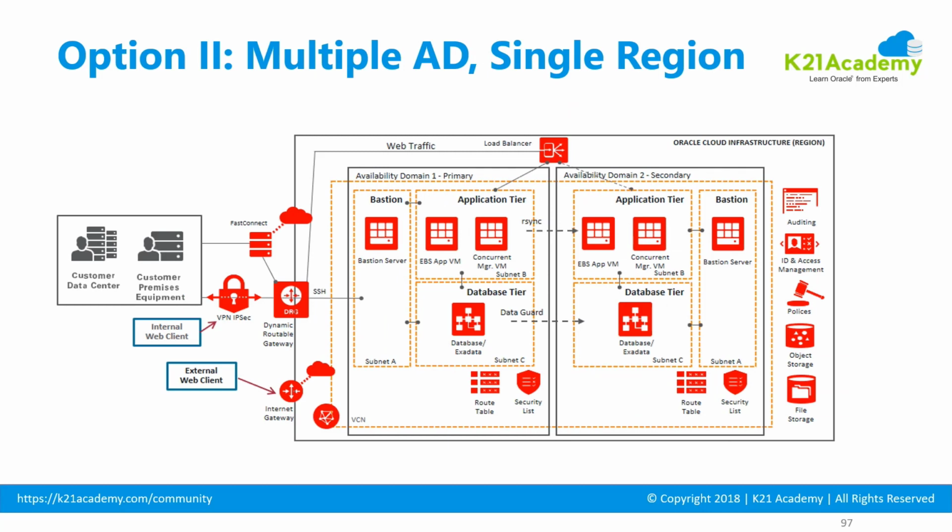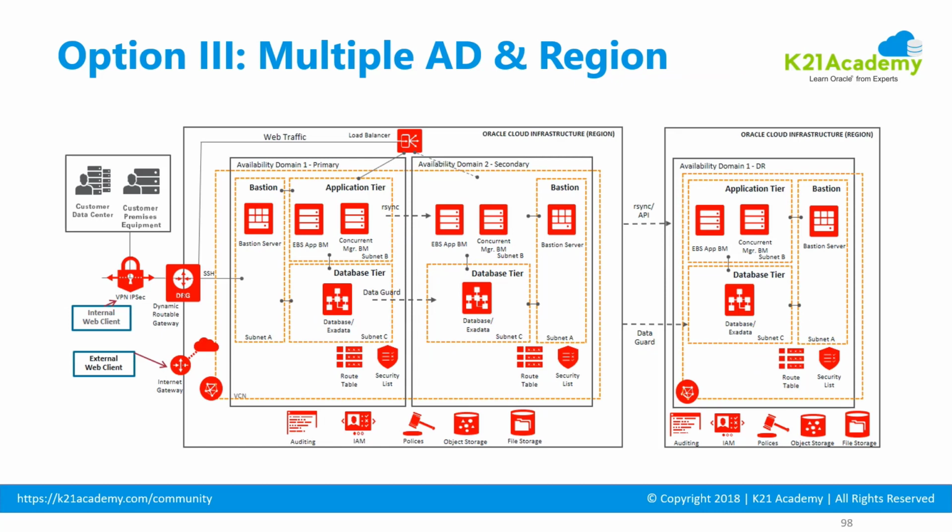Now, option 2 you have is you have multiple availability domain, but all these availability domain are inside a single region. Now, this is one of the most common deployment we see across cloud customers, and this option gives you both high availability and disaster recovery, but within a region. Then you have third option, which is multiple availability domain with multiple region. Now this option is for mission critical large deployment that provides disaster recovery solution across region.